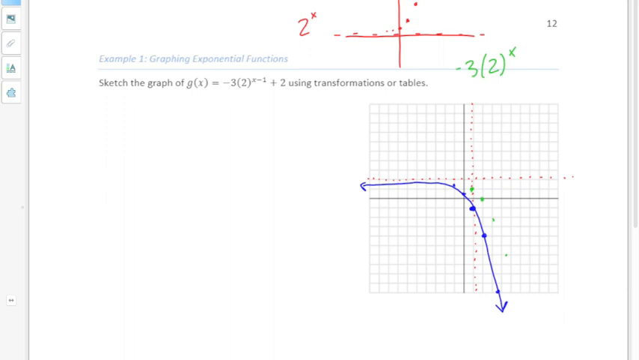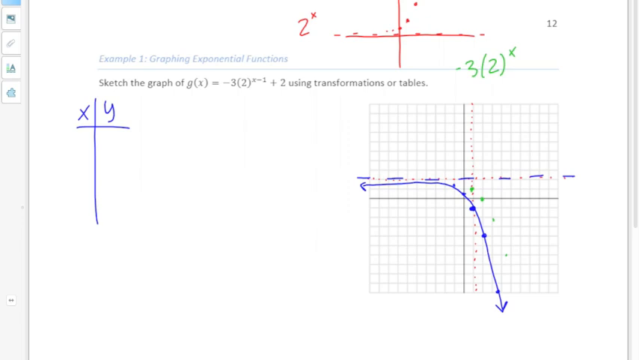So you can see, using these fake axes, which are called the transposition of axes, I can actually graph it relatively easily, as long as I know this parent function, this 2 to the x, really well. Now, some people hate what I just did, so I'm going to show you the alternative way, which uses tables.